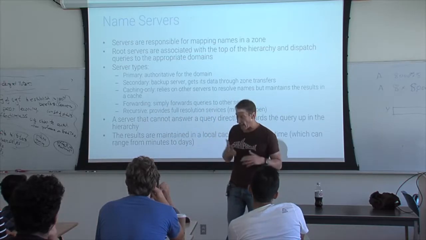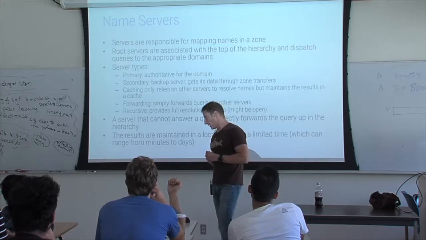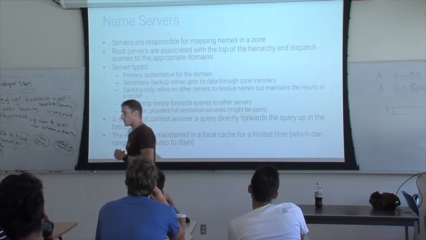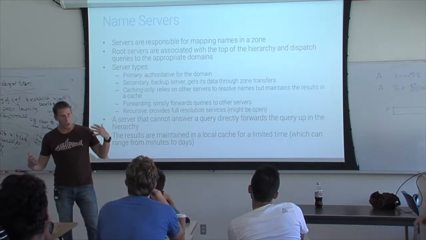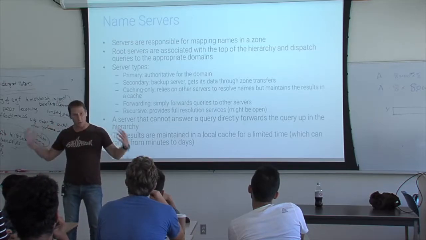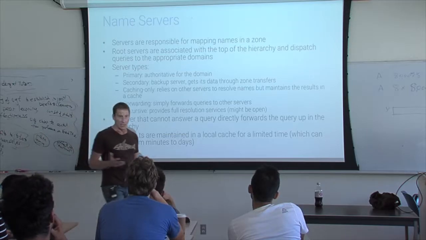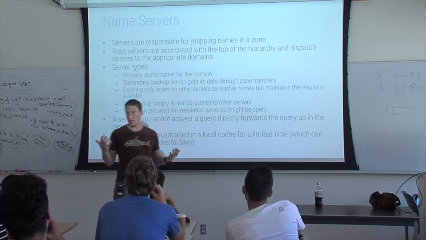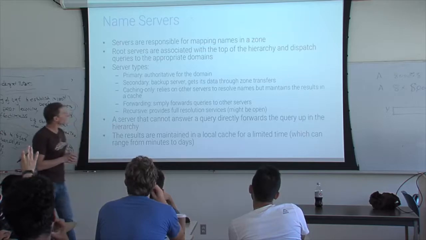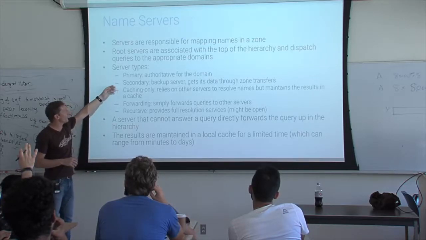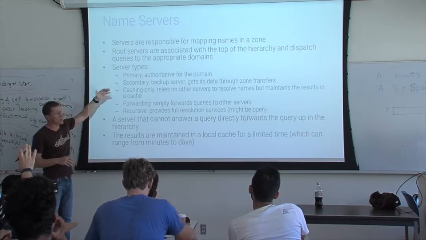And there have been attempts at denial of service against the servers, but usually they are so well guarded, load balanced on super fat pipes, that actually DOSing all 13 of them is incredibly hard and has never been achieved effectively. In normal servers, we have primary servers.